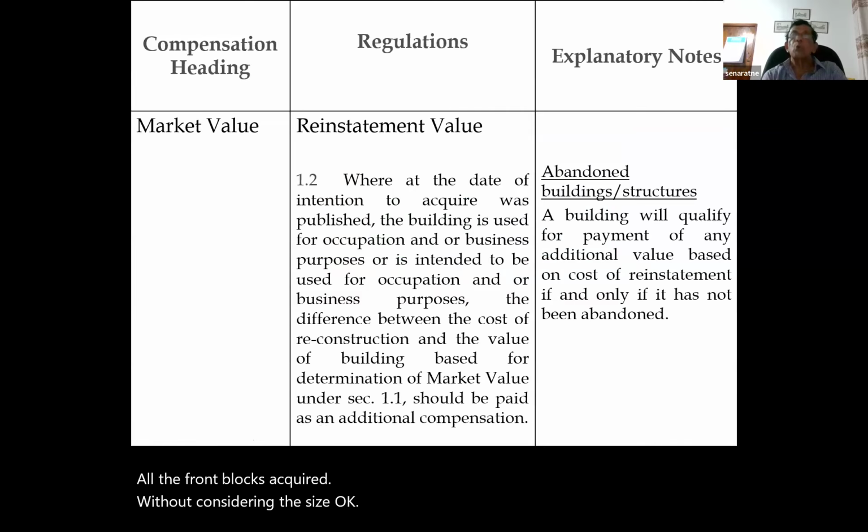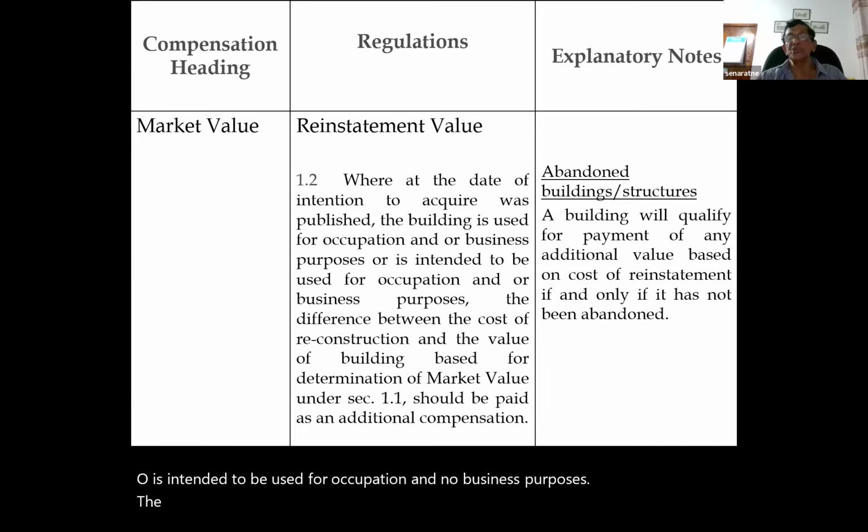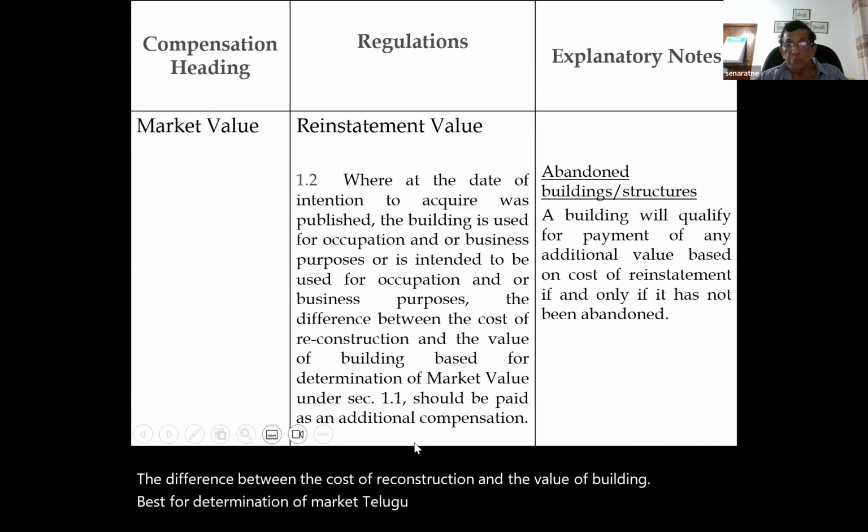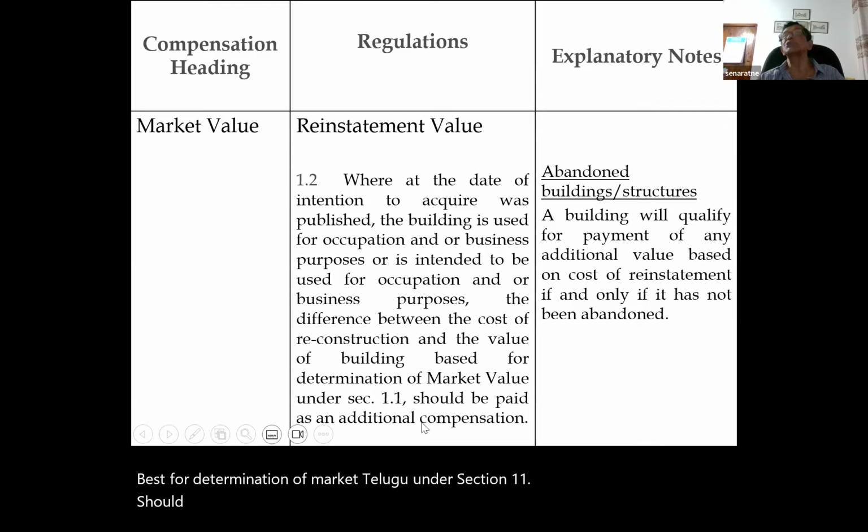Then 1.2, market value, restatement value. Where the date of intention to acquire was published, the building is used for occupation and or business purposes, or is intended to be used for occupation and or business purposes, the difference between the cost of reconstruction and the value of the building based for determination of market value under section 1.1 should be paid as an additional compensation.